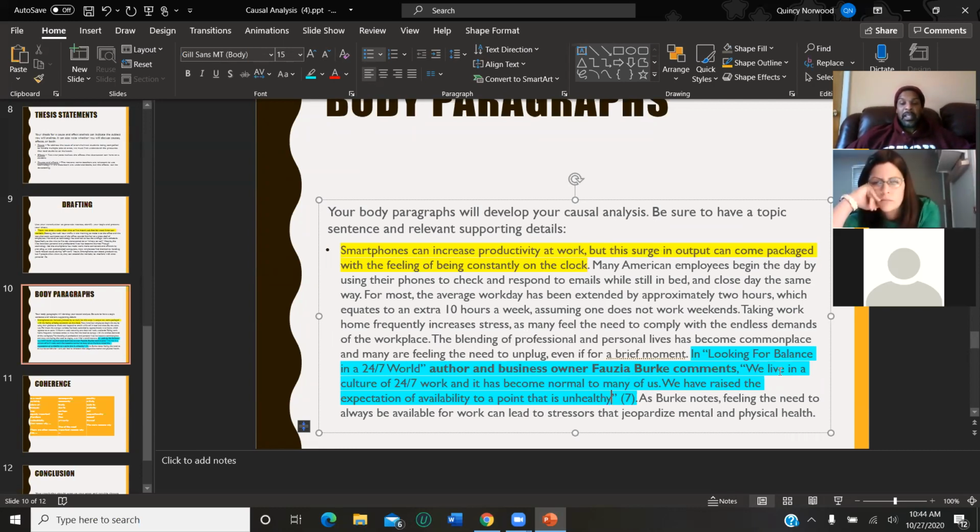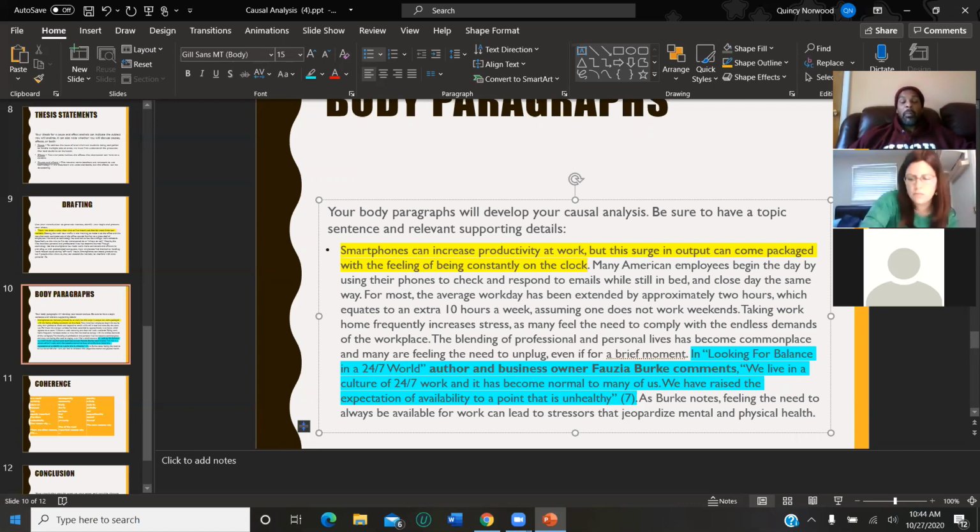Fuzia Burke comments, "We live in a culture of 24/7 work, and it has become normal for many of us. We have raised the expectation of availability to a point that is unhealthy." End quote. And now, another thing about quotes, something we need to keep in mind: never begin or end a body paragraph with a quote. Always start with your own words and always end with your own words.